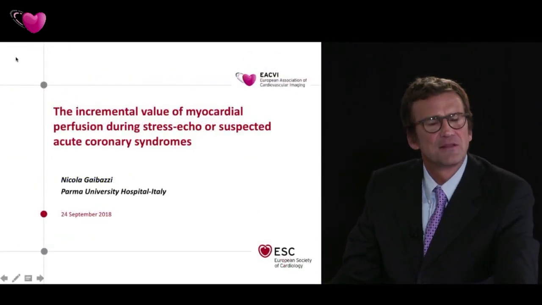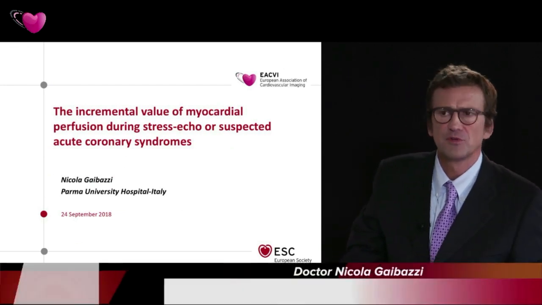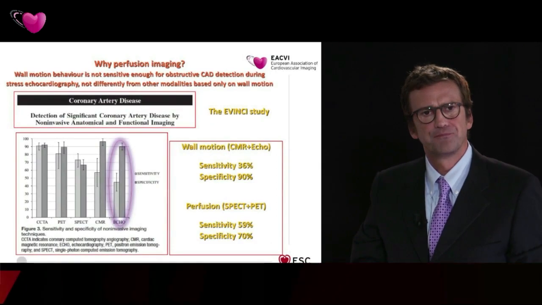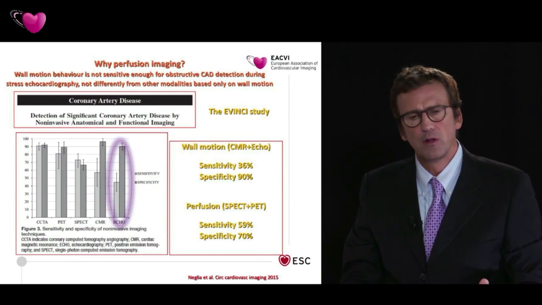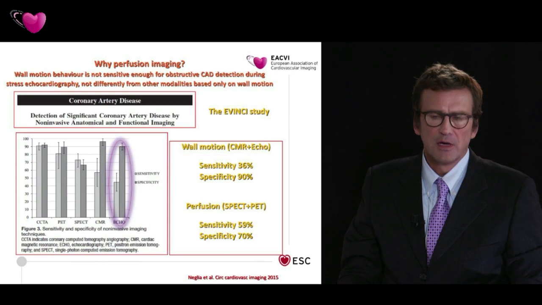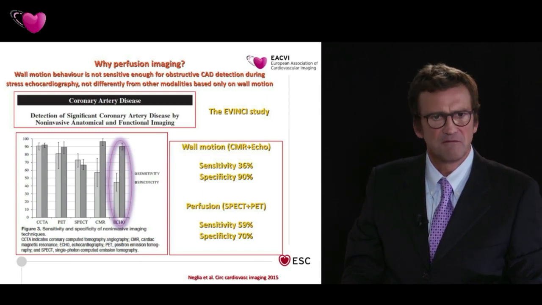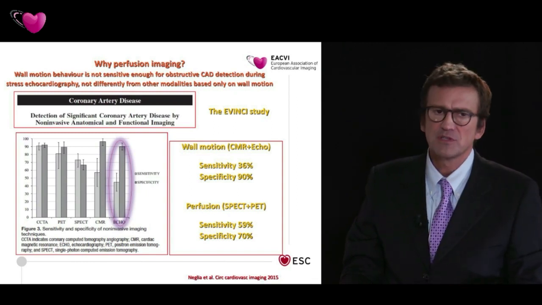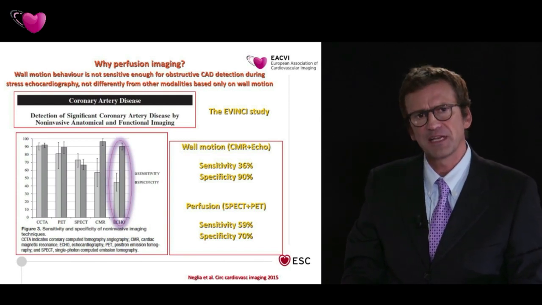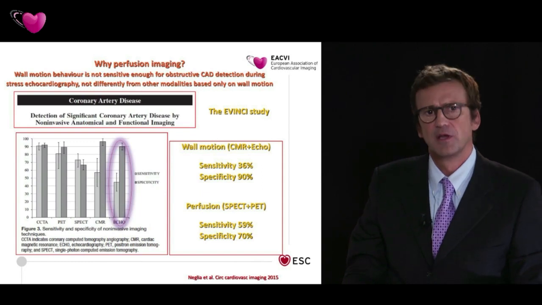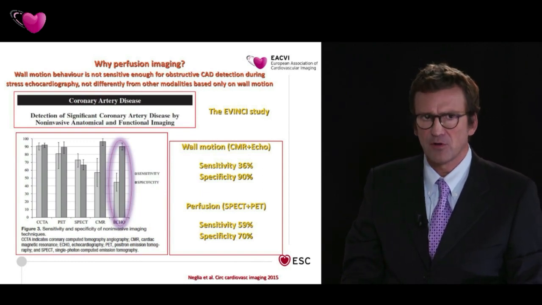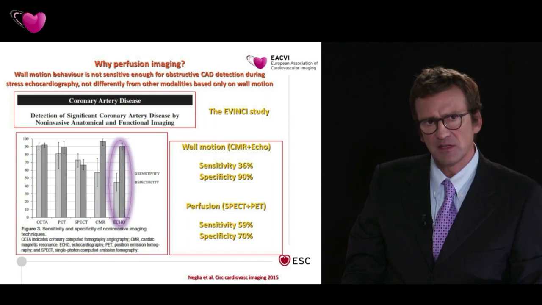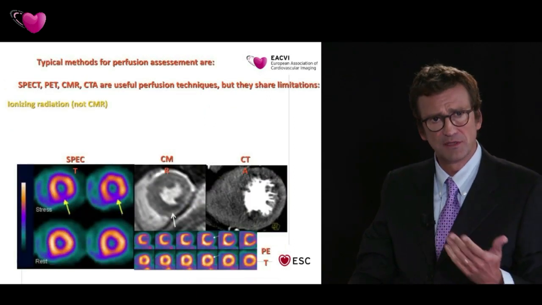Hi, everybody. The title is The Incremental Value of Myocardial Perfusion During Stress Echo for Suspected Acute Coronary Syndromes. These are my disclosures. The starting point is that we all know that wall motion during stress echo, whether you use echo or CMR or whatever you can invent to assess wall motion, is not enough. It's not sufficiently sensitive. The most recent studies demonstrated that we have approximately 50% sensitivity if we use only wall motion in an unbiased cohort. So basically, we need perfusion to have a step up in sensitivity, and that's what other methods helped us to understand and inspect.